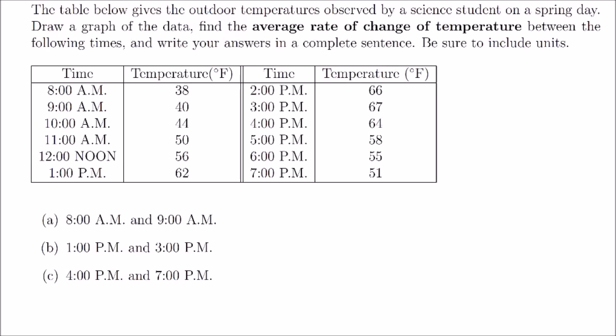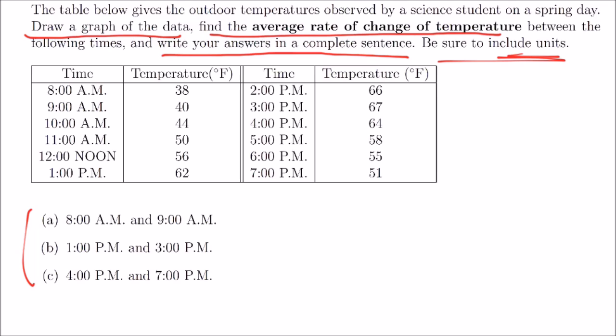Here we have a table of outdoor temperatures observed by a science student on a spring day. We want to draw a graph of the data given here. We want to find the average rate of change of the temperature between the following times, and eventually we want to write our answers in a complete sentence. We want to make sure that we include units in our answers next.